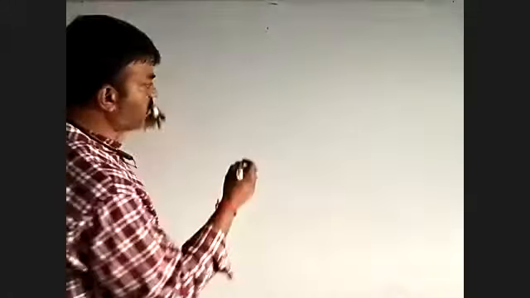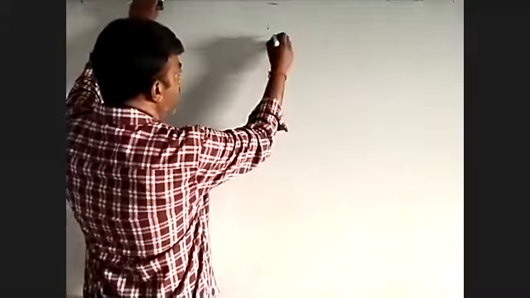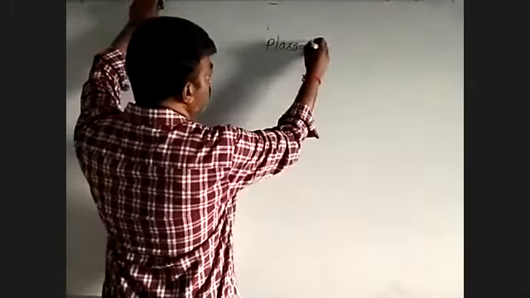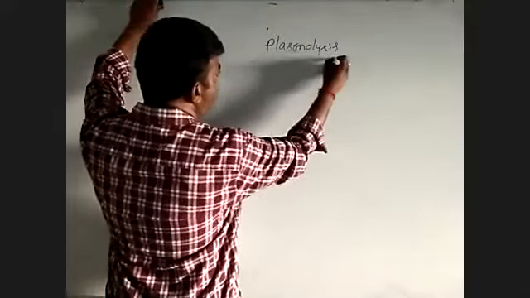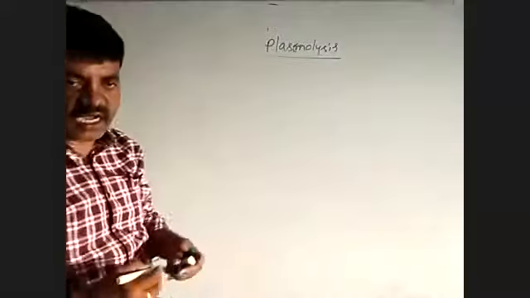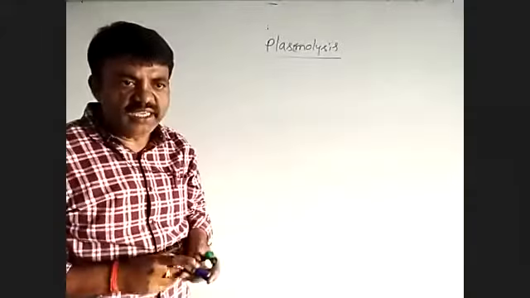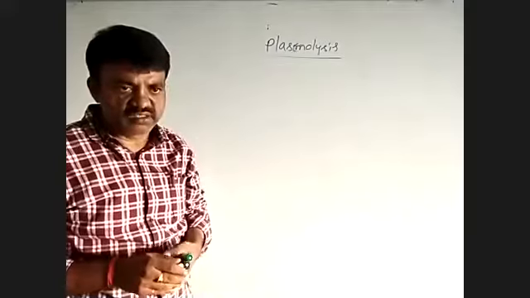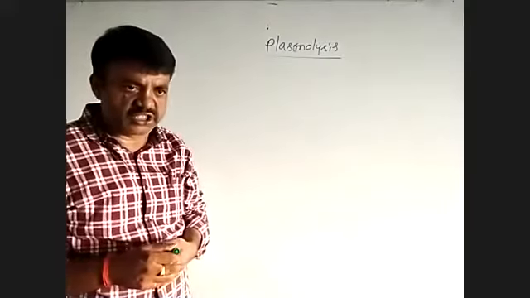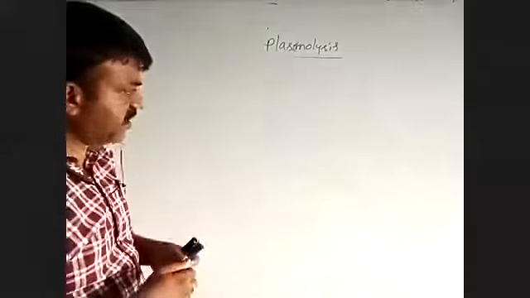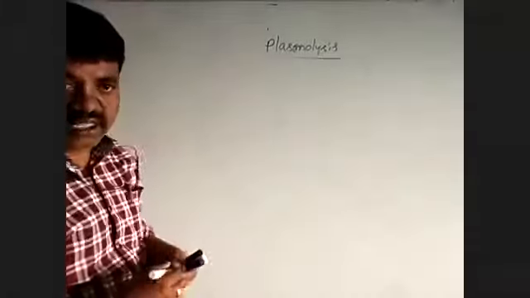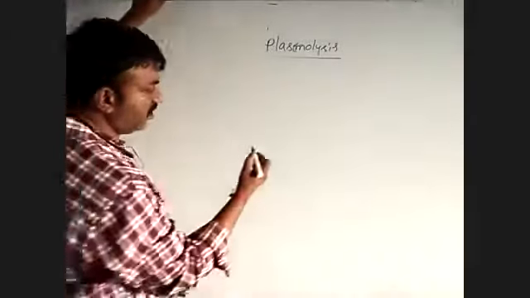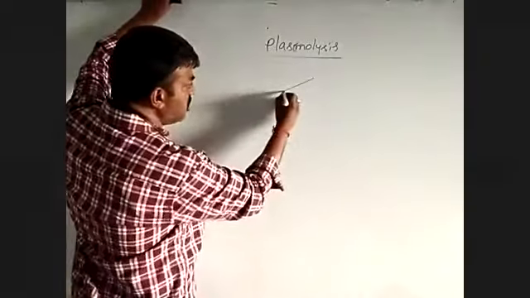So let us start the process of plasmolysis. Now let us see this process clearly. I have already told you the definition of plasmolysis: elimination of water from the cell and shrinkage of the protoplast, whenever a cell is placed in hypertonic solution. That is the clear definition. Now come to the actual process. Listen carefully.